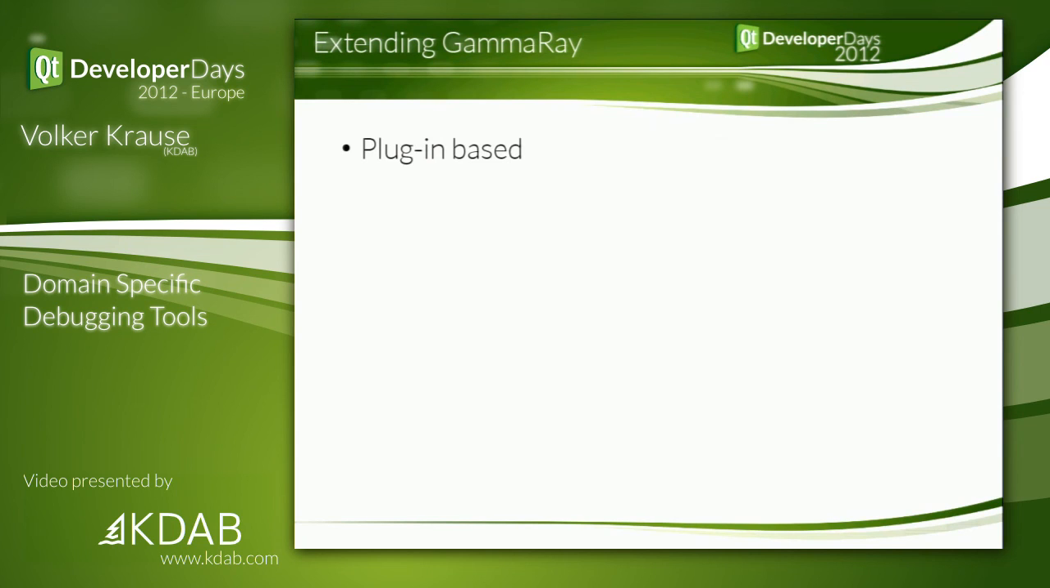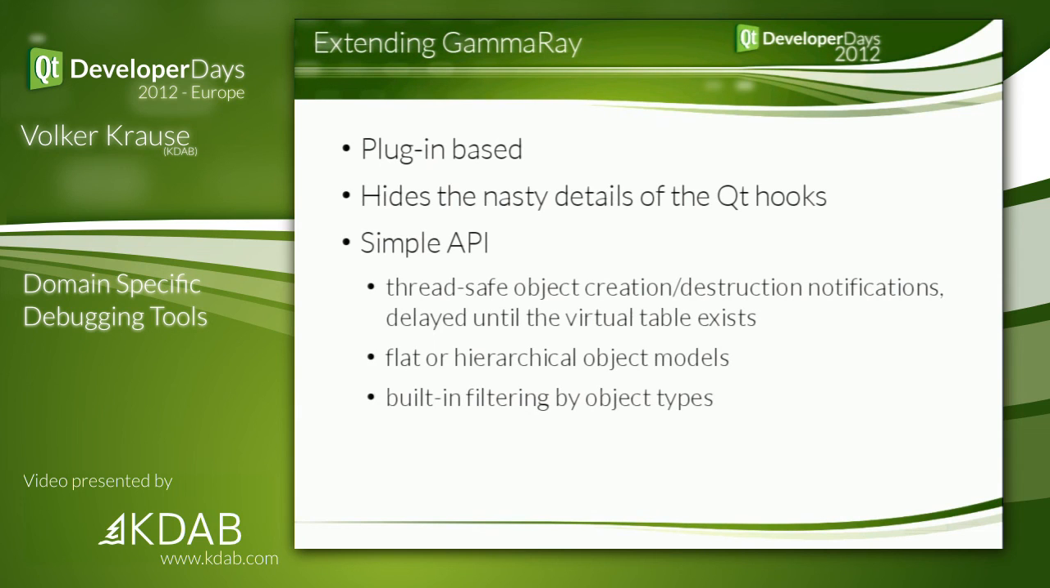But what you actually can do with it is it allows you to write plugins, and it hides all the hook details we talked about. So what you get in the end is an object model, tree or flat list, or signals for objects being created or destroyed. And all of this is thread safe, so you don't have to worry about that. And it also delays the call long enough that the virtual table is complete, so you don't have to worry about that either. If you look at an object, it's fully constructed, and you can actually ask for the type and filter for your own types, for example.